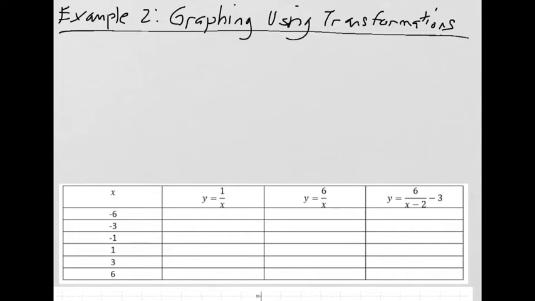In this next example, we're going to use transformations to graph the function. Okay, we've got the function y equals 6 over x minus 2 minus 3. What transformations are taking place here?